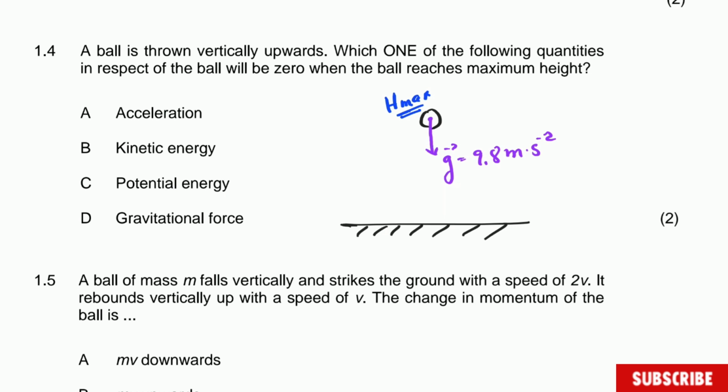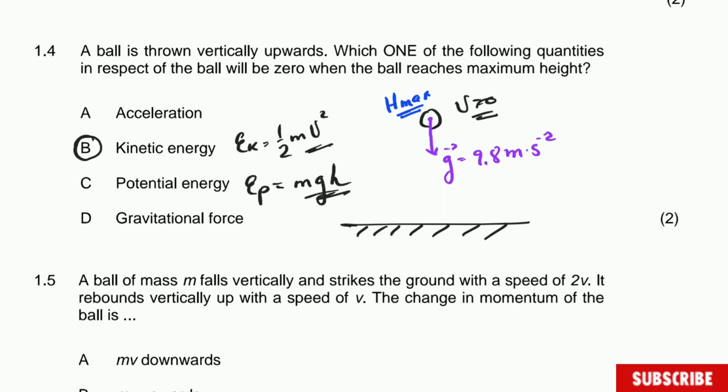Now the kinetic energy, remember kinetic energy depends on velocity. The formula for kinetic energy is half multiplied by mass multiplied by the speed squared. So it depends on the speed, and the speed at the maximum height is equal to zero. The object stops there, so it can turn back. So kinetic energy is the one that is going to be zero. B is the correct answer. Potential energy is not going to be zero. Potential energy is mass, acceleration due to gravity, height, so none of these is zero. And gravitational force Fg is equal to mass multiplied by acceleration due to gravity, also non-zero. So the only zero one here is going to be B.